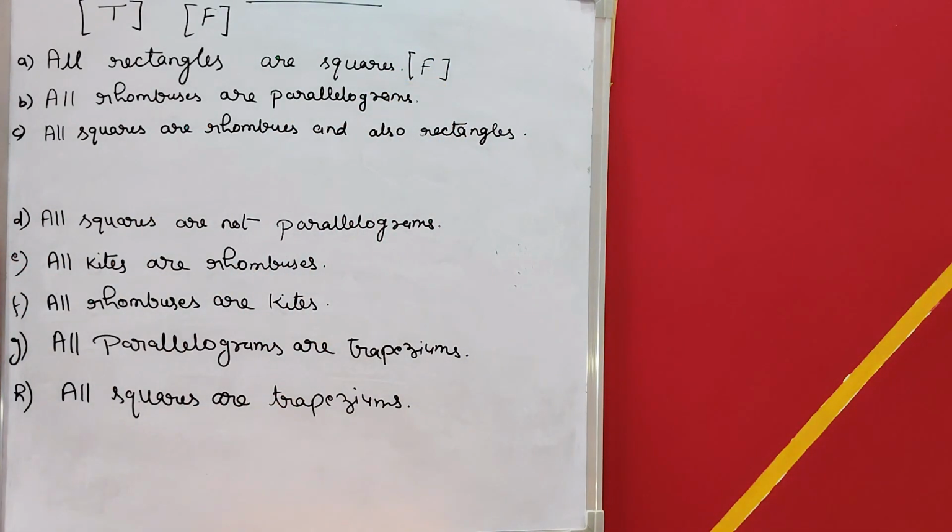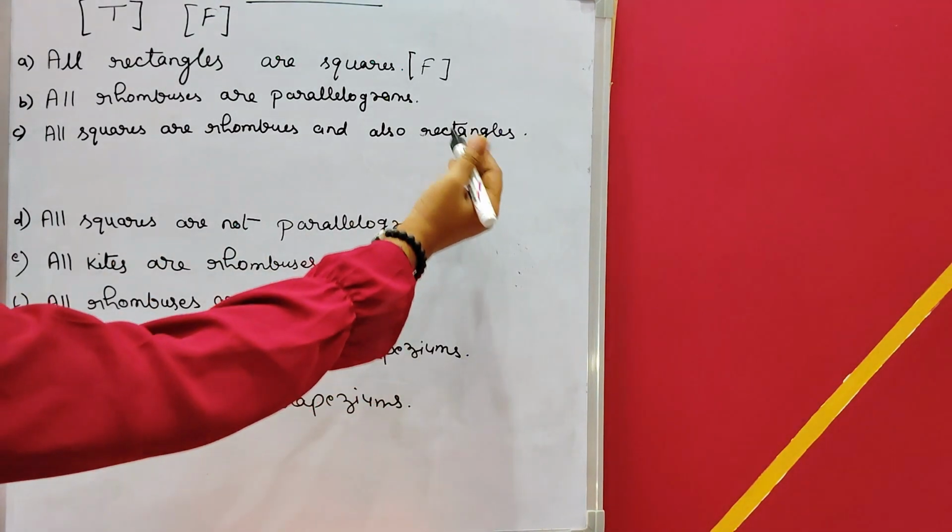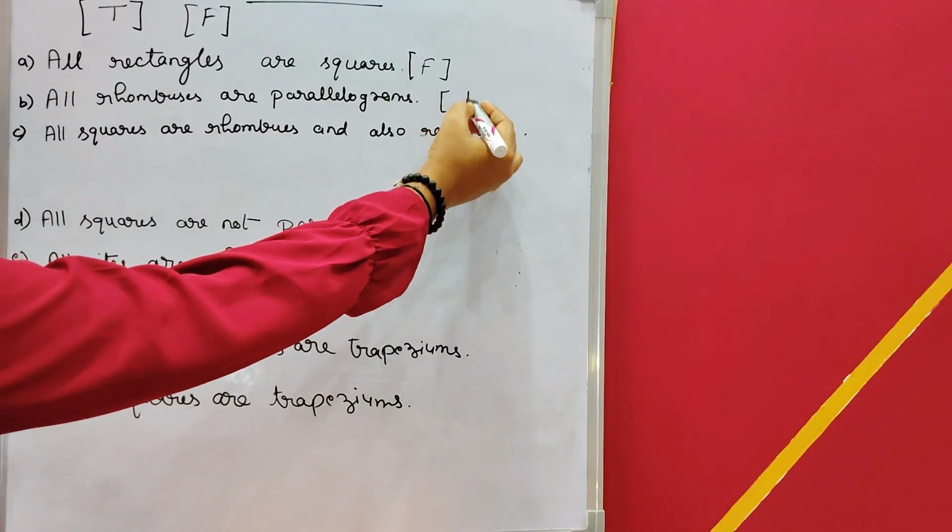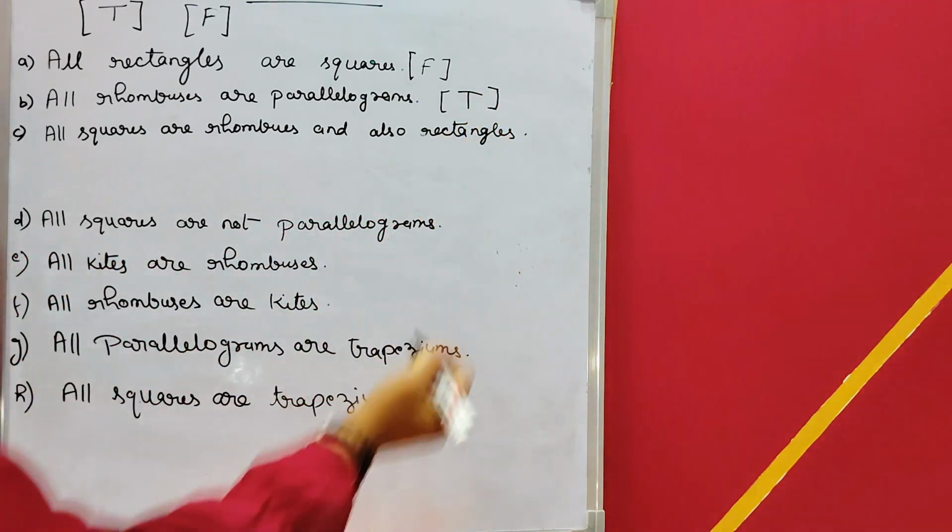Next one, all rhombuses are parallelograms. Definitely, because a rhombus is an example of a parallelogram, a special kind of parallelogram, that is a rhombus, rectangle and square. Definitely it is a true statement, that all rhombuses are parallelograms.